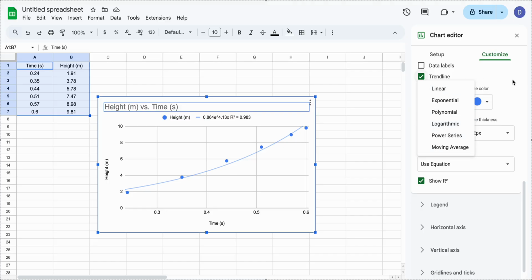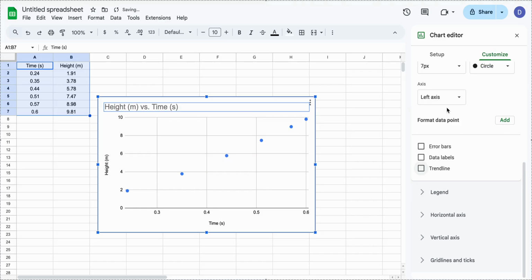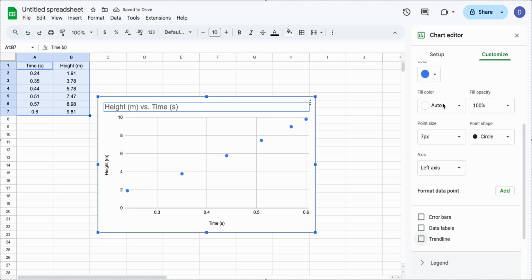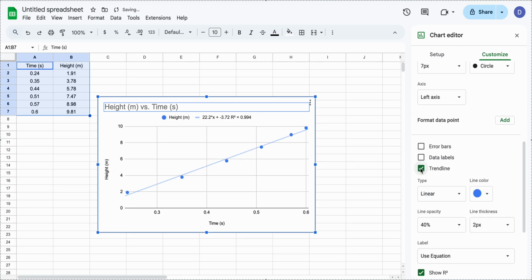Okay, so yeah, that's a short lesson on how to do scatter plot, trend line, line of best fit, and then equation. Have fun.